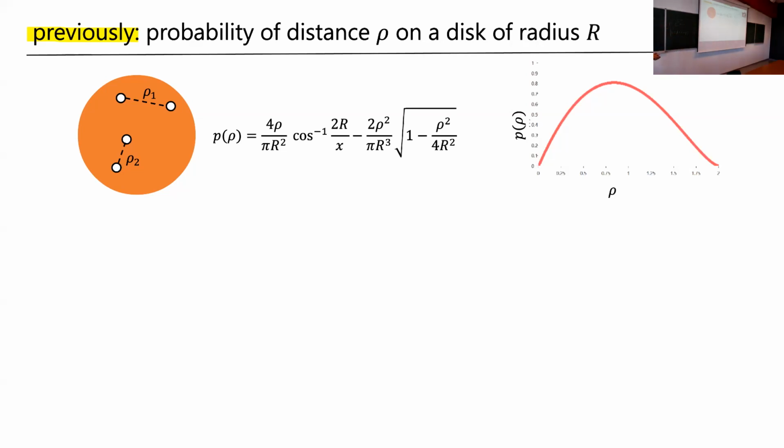So a clever way of circumventing that is by looking at the distribution of distances rho on the fiber surface, and then integrating over that. This is a nice calculation in itself. The field is called geometric probability. So it's pretty fun. You can calculate that the distribution of distances on a disk is given by this expression, which has the radius of the disk, of course.